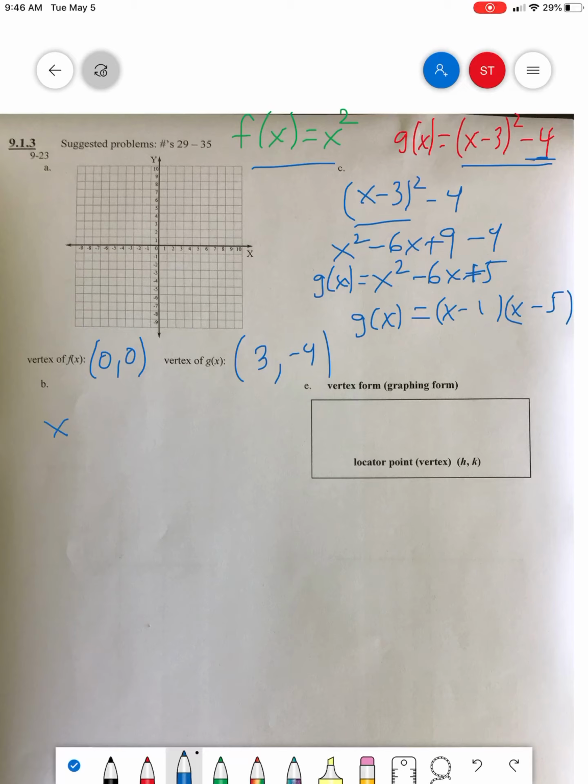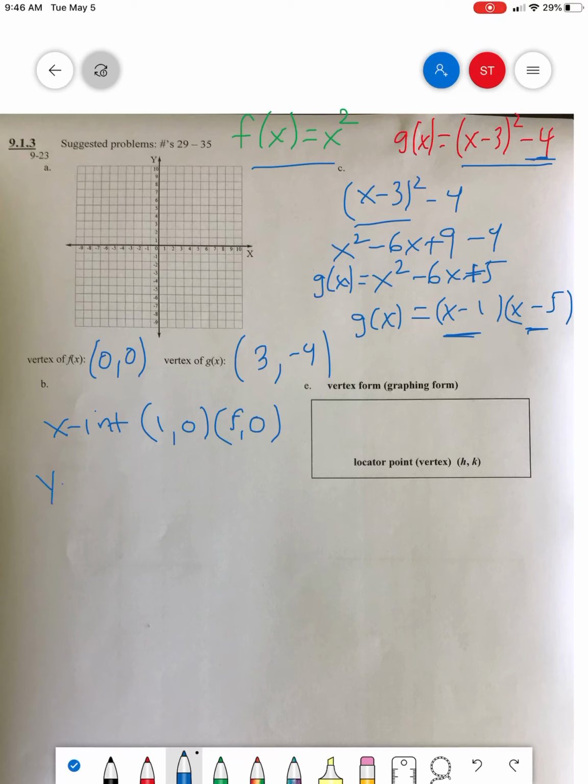Okay, now let's go down to letter B, because now it's easy. They want to find the x-intercepts. Well, if it's in factored form, that makes it easy. Let's go back to here. Remember, it's the opposite sign. So 1, 0 and 5, 0, those are the x-intercepts.